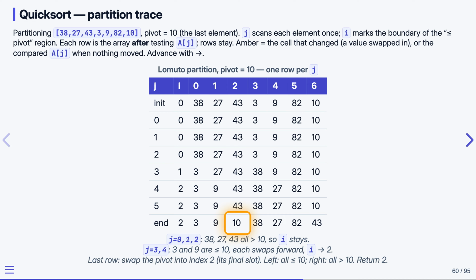Final step. We swap the pivot 10 into index 2, the amber cell, its final sorted slot. Everything to its left is less than or equal to 10, and everything to its right is greater. We return 2. So how many comparisons did this one partition make?